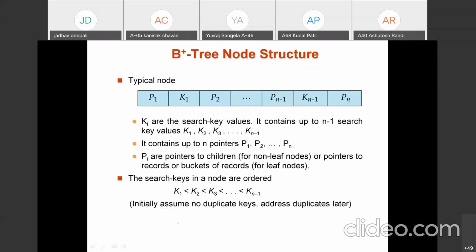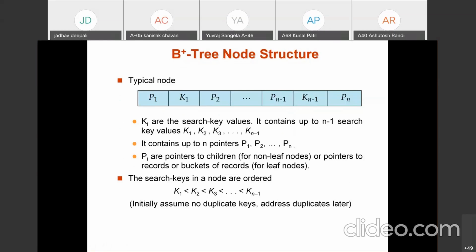Now what are these values and what is that n? First we are going to see the typical structure of a node, the B+ tree node structure: P1, K1, P2, K2, up to Pn-1, Kn-1 and Pn. What is this? Ki, K1 to Kn-1. Ki are the search key values.